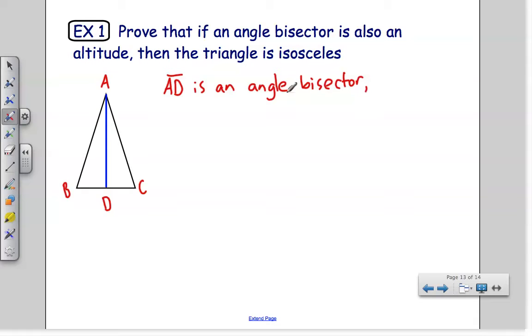You know what? I'm just going to say AD is an angle bisector. I'm going to start with the first part there. AD is an angle bisector, so what do you know? Well, if this is an angle bisector, it bisects the angle here, and so we have two congruent angles, right? So I'll name those angles. Angle BAD is congruent to angle CAD, the ones I just marked, by definition of angle bisector.